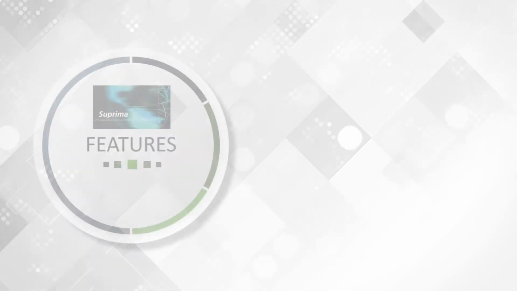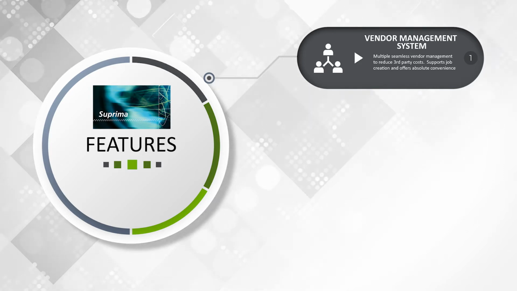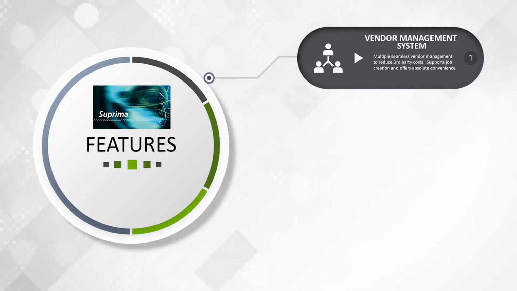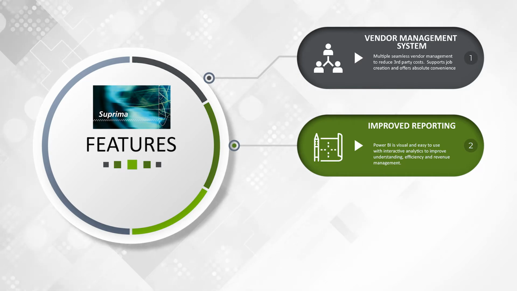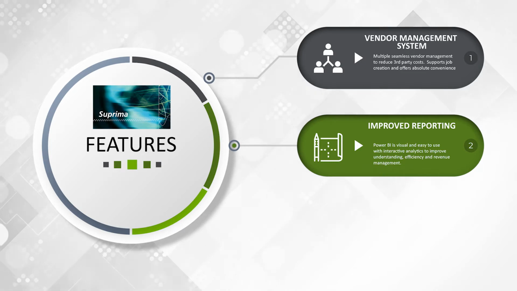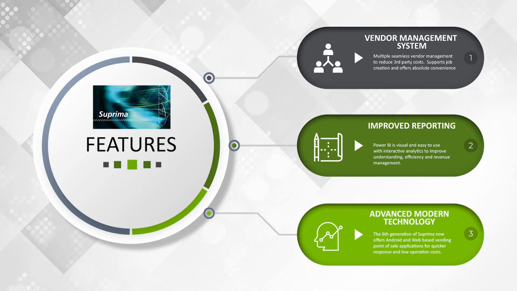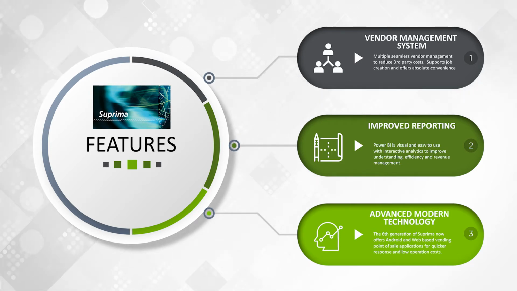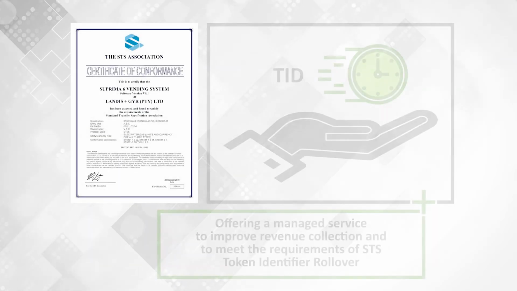Suprima's cutting-edge features include vendor management system, multiple seamless vendor management to reduce third-party costs, supports job creation, and offers absolute convenience. Improved reporting. Power BI is visual and easy to use, with interactive analytics to improve understanding, efficiency, and revenue management. Advanced modern technology. The sixth generation of Suprima now offers Android and web-based vending point of sales applications for quicker response and low operation costs. And so much more.